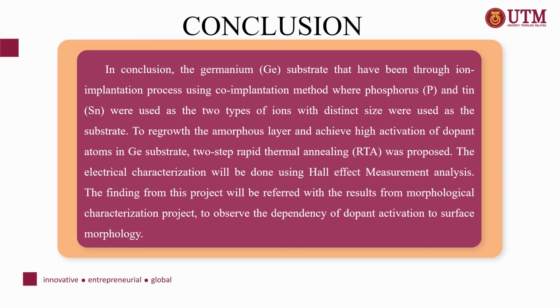In conclusion, the germanium substrate has been through the ion implantation process using the co-implantation method, where phosphorus and tin were used as the two types of ions with distinct sizes. To regrow the amorphous layer and achieve high activation of dopant atoms in the germanium substrate, two-step rapid thermal annealing was proposed. The electrical characterization will be done using Hall effect measurement analysis.